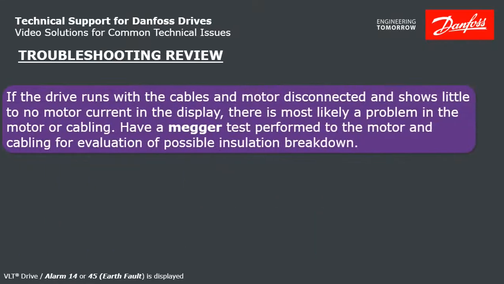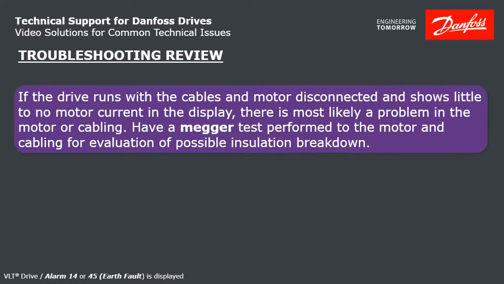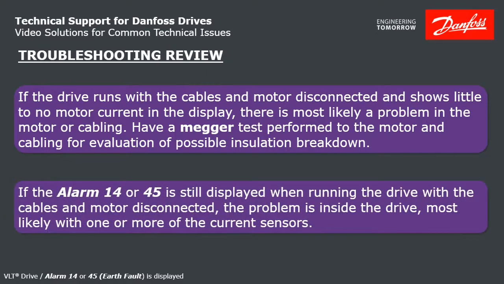If the drive runs with the cables and motor disconnected and shows little to no motor current in the display, there is most likely a problem in the motor or cabling. Have a Megger test performed to the motor and cabling for evaluation of possible insulation breakdown. If the alarm 14 or 45 is still displayed when running the drive with the cables and motor disconnected, the problem is inside the drive, most likely with one or more of the current sensors. Contact Danfoss Drives technical support for parts or service information.